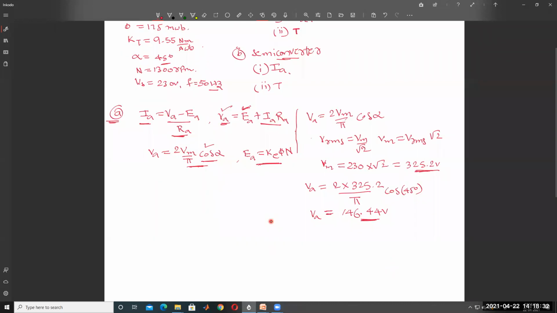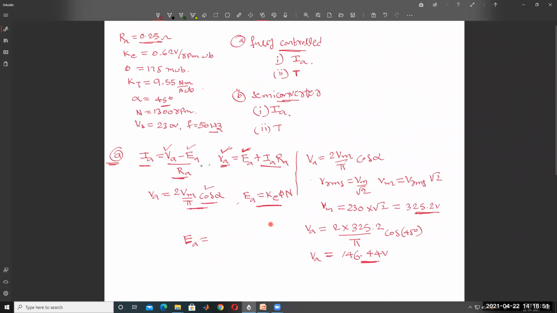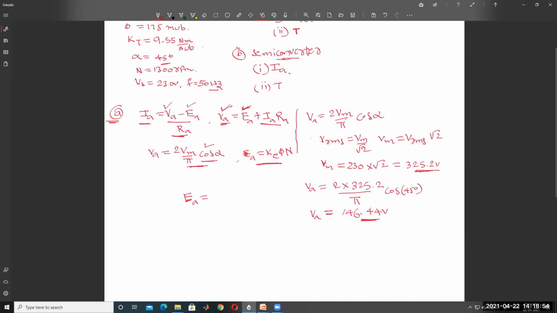Then Va is completed, and Ea is unknown. The back EMF developed by the motor is equal to Ke, the motor back EMF constant 0.62, and then phi, which is 175 milliwebers. Substitute here.